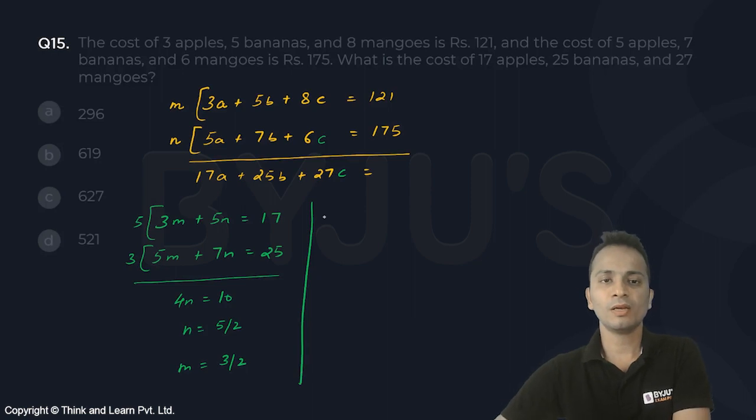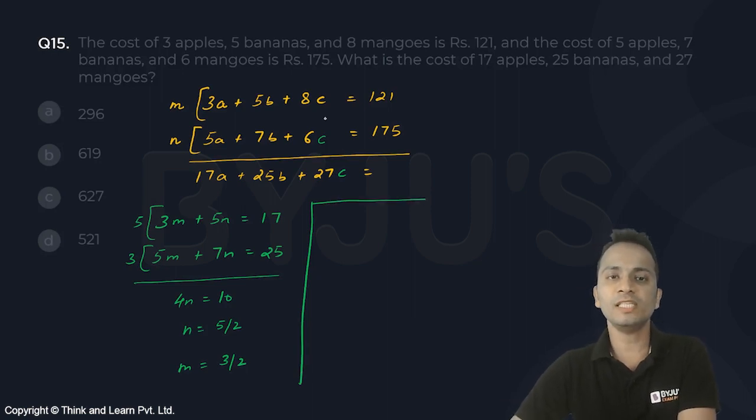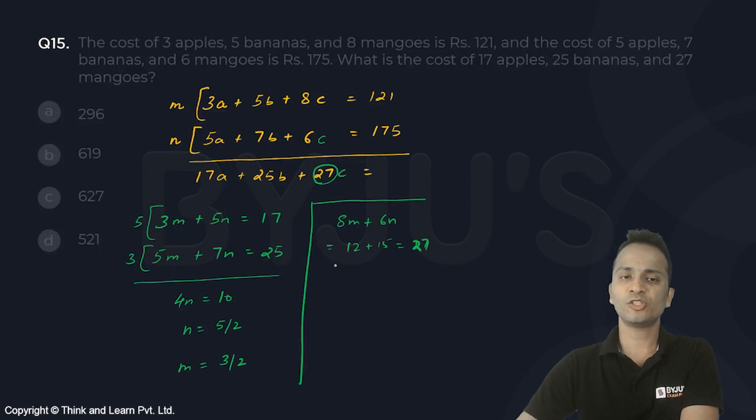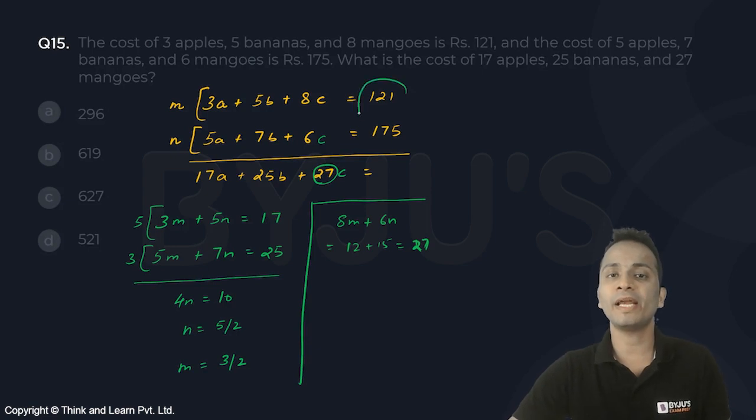Now, look at the coefficients of C. So 8 into m plus 6n. Let's calculate its value. So 24 upon 2, that is 12, plus 15, it is giving me 27, which matches with this. So this is an indication that these values m and n can be applied to calculate the right hand side of the equation.